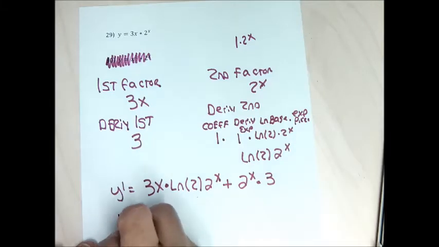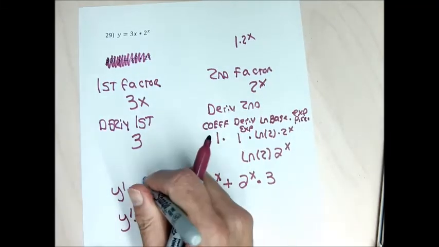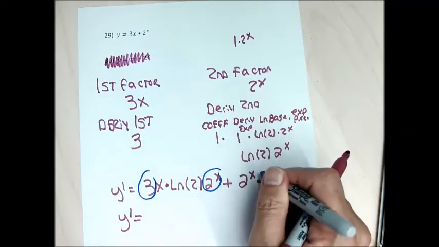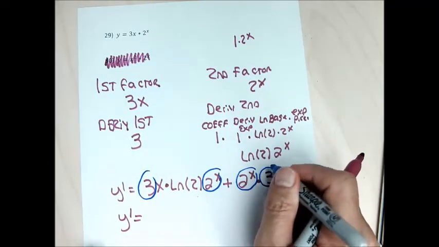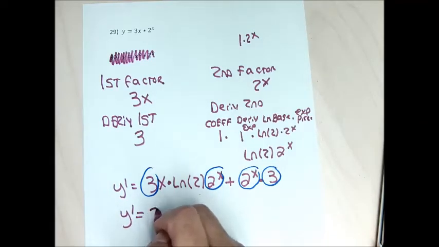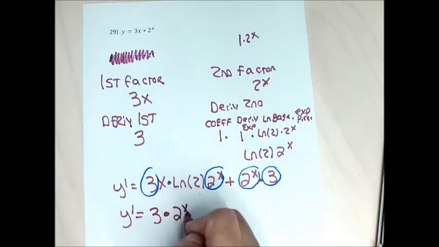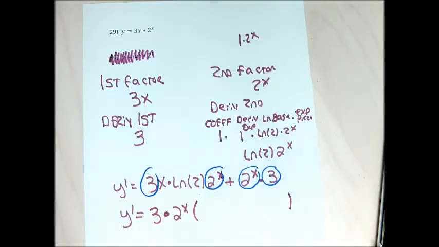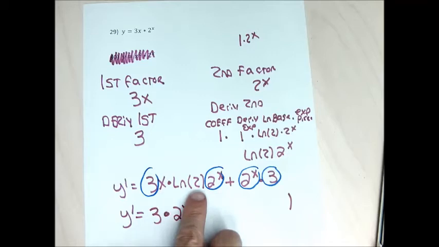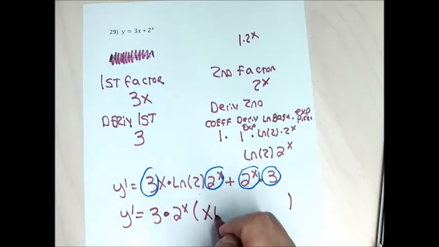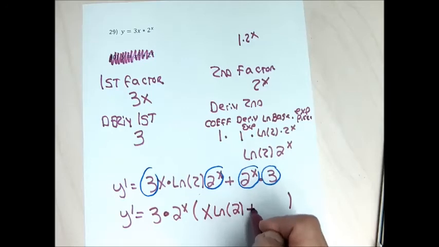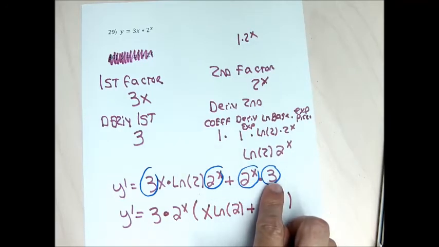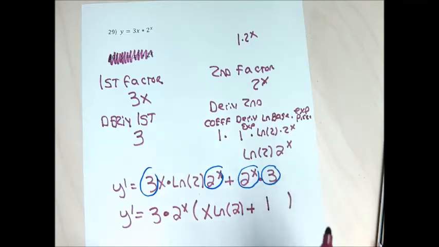Now I look for common factors. On either side of the plus sign, there's both a 3 and a 2 to the x. So I'm going to factor out both the 3 and the 2 to the x. I'm going to write the 3 first and the 2 to the x second. Write a parentheses. What's left after I factor out the 3 and the 2 to the x from the first piece is both an x and a natural log of 2. After the plus sign, I don't have anything left. I'm not allowed to leave an opening when I pull out a common factor. If I factor out something completely, I pull out a 1 for my common factor. So that would be the answer for 29.